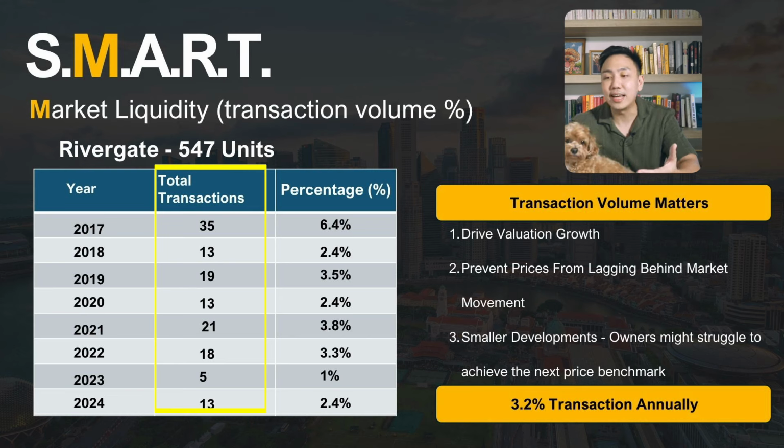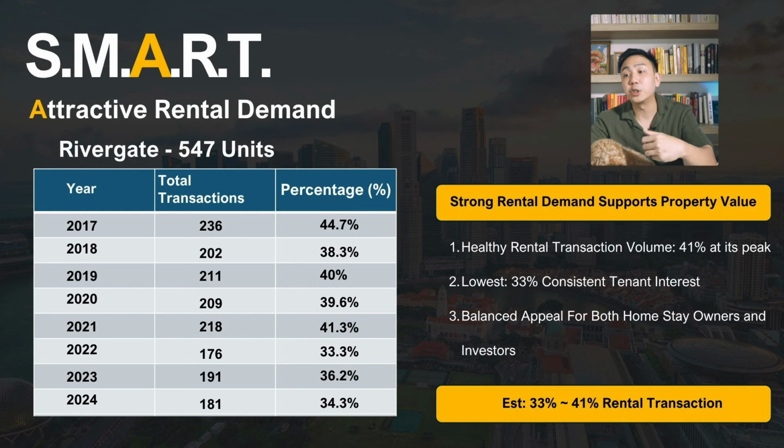There's only 1 year where it's less than double digit, but that is because no one is selling the units in Rivergate. Okay, so Rivergate is a very hot project once they launch because of the big floor plate and the facilities it has and the location. It is usually snapped up pretty quickly. Okay. And next will be attractive rental demand.